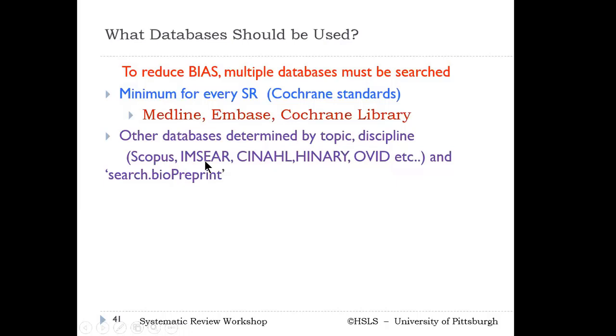Now Scopus, IMSEAR is the Index Medicus for the Southeast Asian region, sponsored by WHO. It is freely available. CINAHL, HINARI, Ovid is again Medline, the European version. Scopus, actually, we don't have access to right now, but Scopus is available at the NSF. Through NSF, I have got all my searches done in Scopus. I send my search strategy, search query, and all the details, and they just do the search on Scopus. So that can be done.